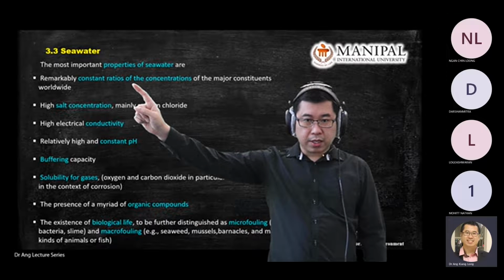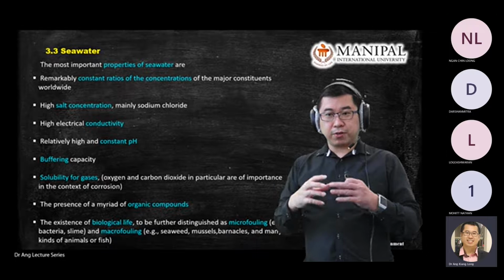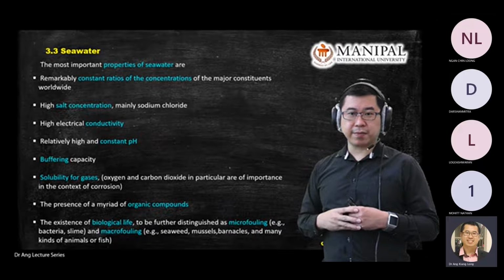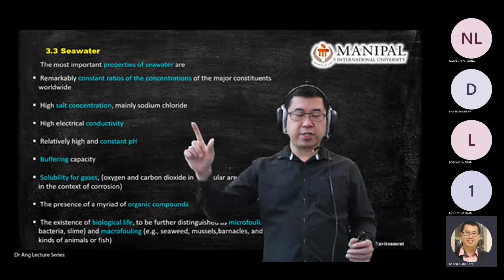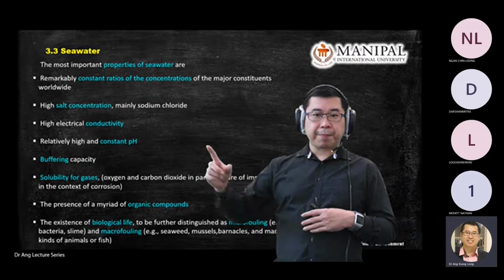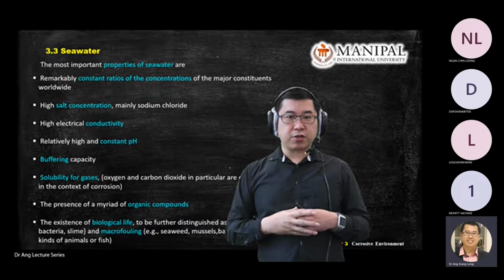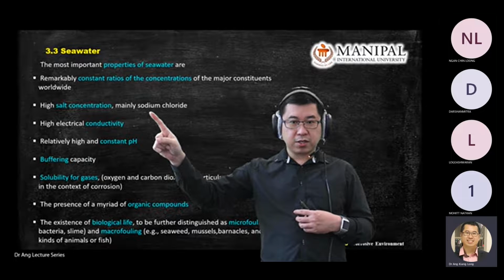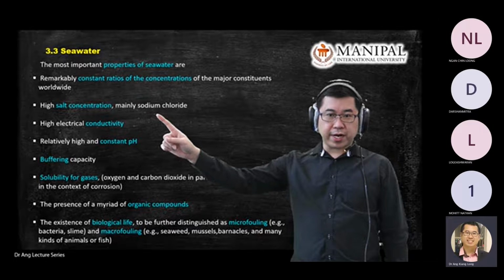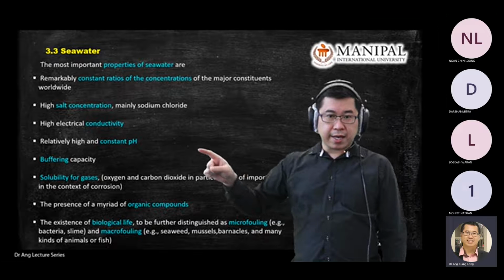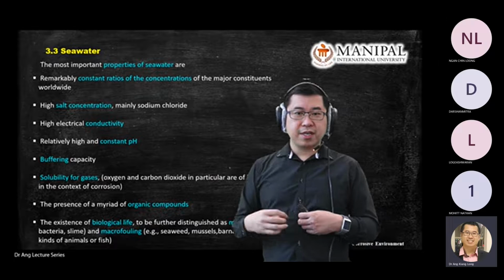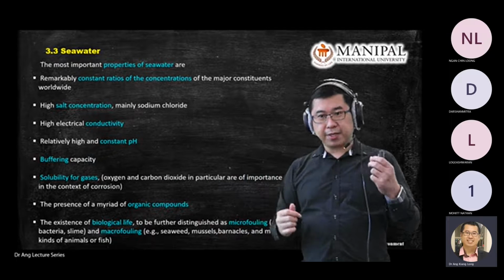Because seawater, you know that our Earth contains a big portion of seawater. So the concentration ratio can be considered quite constant throughout the globe. Then there is very high salt concentration, which is sodium chloride. And again, you see the Cl here. Chloride is inside the seawater. And you know that if you have Na, you have a positive charge and a negative charge, then electricity can happen, right?